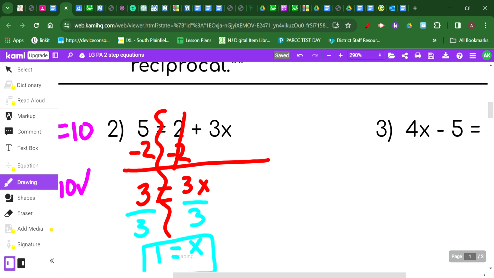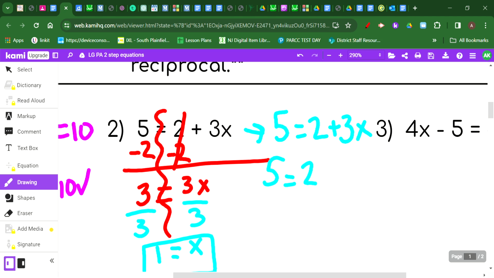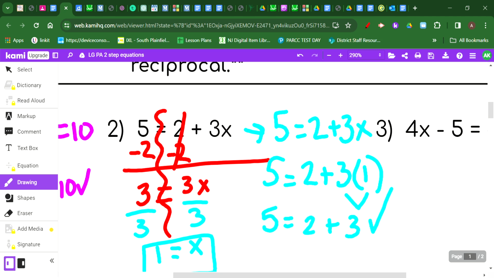And then you could even check your equation. You can check your answer by plugging it into the equation. So 5 equals 2 plus 3x. We're going to get 5 equals 2 plus 3 times 1. When you plug it in, you get 3 plus 2, which in fact does equal 5. So that checks out.